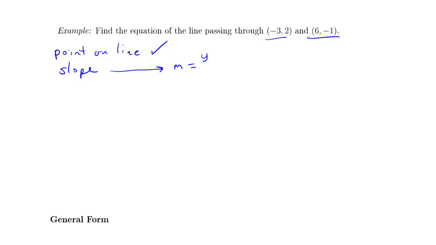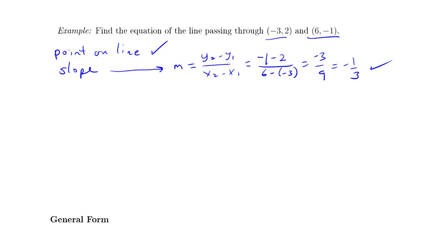Slope, no, I don't, but it's a simple calculation away because I do my slope as y2 minus y1 over x2 minus x1. All right, so negative 1 minus 2 over 6 minus negative 3 is negative 3 over 9, or negative 1/3.